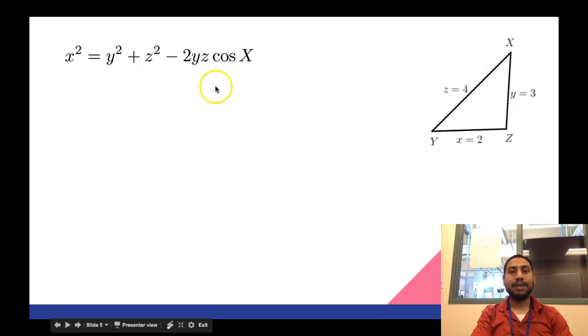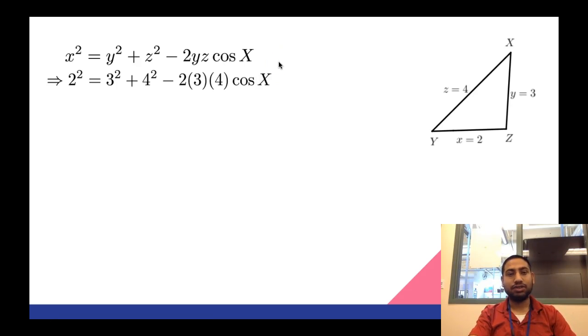So we're going to start by using one of the three cosine laws, because we need to find all three angles x, y, and z. It doesn't matter which one you start with. So we're going to use the one with the x squared on the left. So I'm going to do x squared equals y squared plus z squared minus 2yz cosine of x, and plug in the values of x, y, and z. So 2 squared equals 3 squared plus 4 squared minus 2 times 3 times 4 cosine of x.